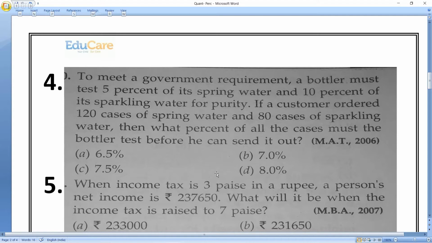Now all these questions are previous year questions of some important exams, like MAT, then we have SNAP, then MBA, IM. We have gathered it from the past years' question papers and now we are solving it. Okay. Now we'll see how to solve this one.